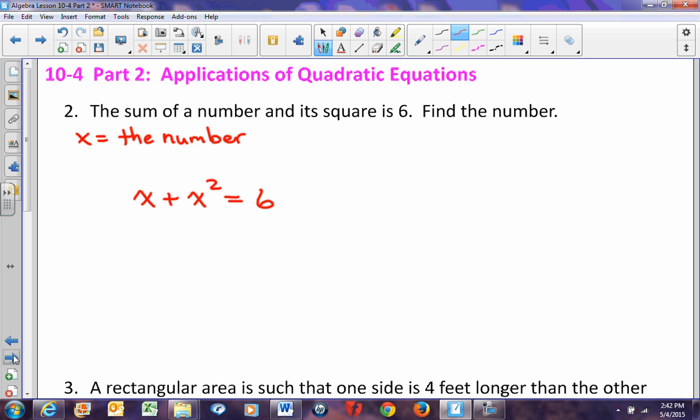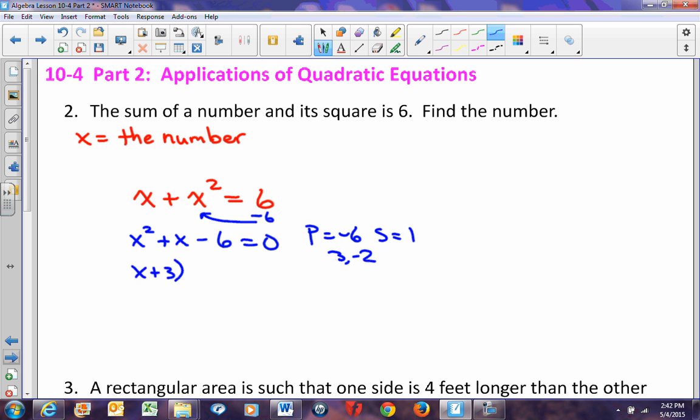It is not in the proper form. So we need to get it in ax squared plus bx plus c form. So this would be x squared plus x minus 6 equals 0. So we have to move the 6 to the side and move the x squared before the x. So now I need a product of negative 6 with a sum of 1. So I'm thinking positive 3 and negative 2. So x plus 3 times x minus 2 equals 0. So x can equal negative 3 or x can equal 2.